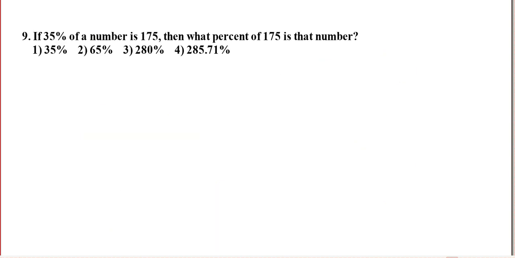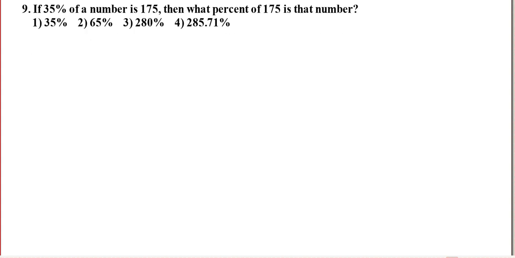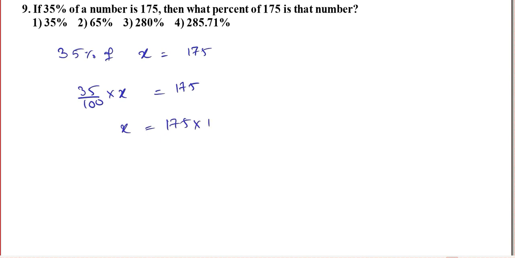Now let us see the ninth question. If 35 percent of a number is 175, then what percent of 175 is that number? Firstly, what is given is that 35 percent of a number. Suppose the required number is x, then 35 percent of x is 175. From this, I'm going to find the x value. So 35 per 100 into x gives you 175. Transposing all these terms to the other side, x is equal to 175 into 100 by 35. 35 fives are 175. So x is equal to 500.